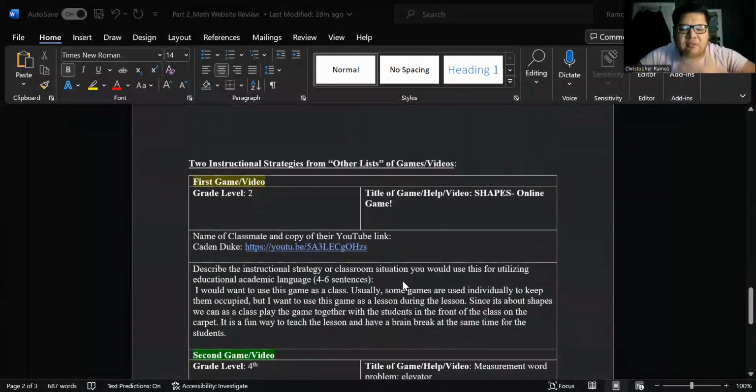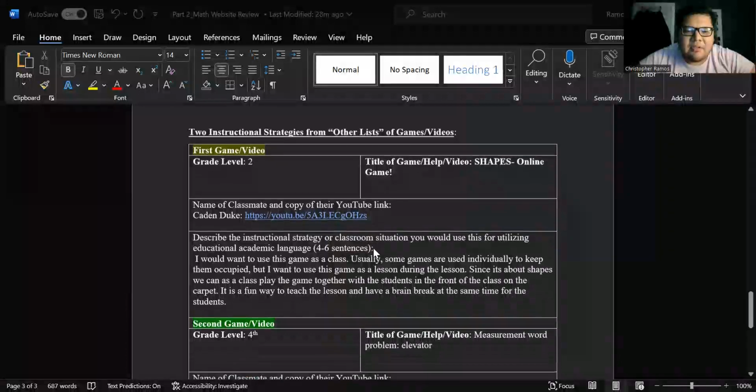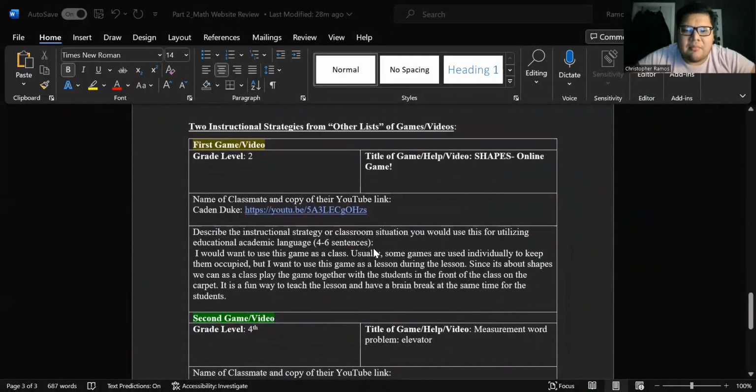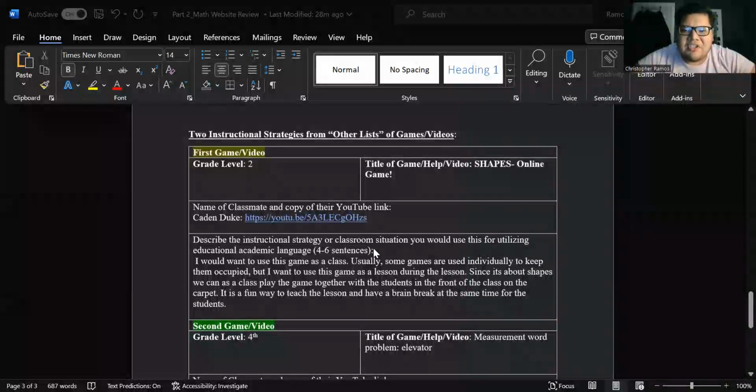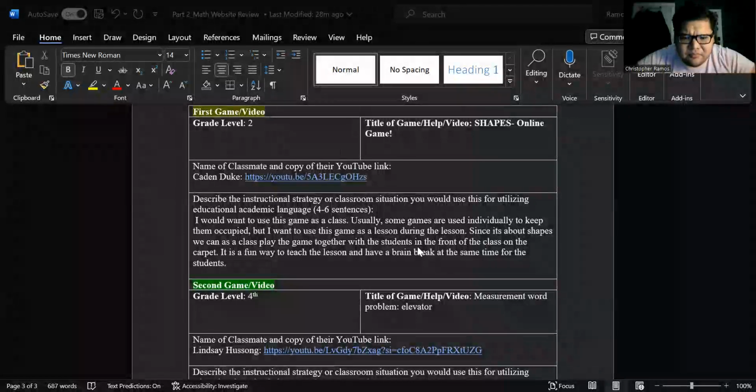Moving on, the first game that I chose was from Caden. I really like this game, and it was the Shapes Online game for second graders. The way I would want to use this game in the class is during the lesson. Like I was saying before, usually games are after the lesson, after homework assignments. But since it's about shapes, I feel we can do it as a class.